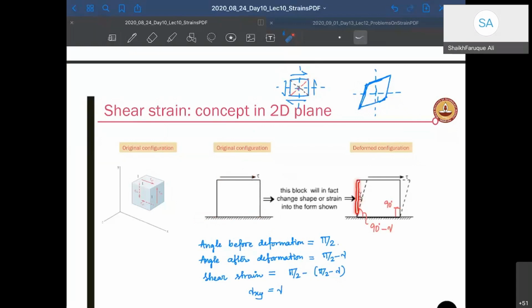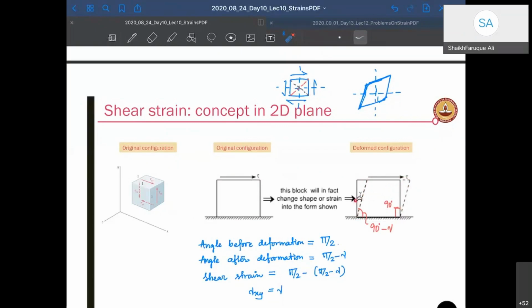So this was your initial configuration of the body. The deformed configuration will be something like this, right? Because of the shear, it will move a little bit. Put a rubber in your hand, an elastic rubber or eraser, and try to give a shear force. You will see the same thing happening to the eraser. It will start making an angle.